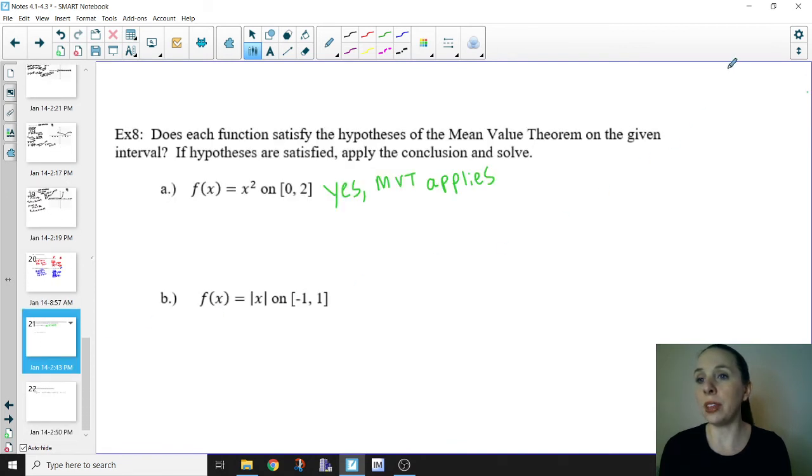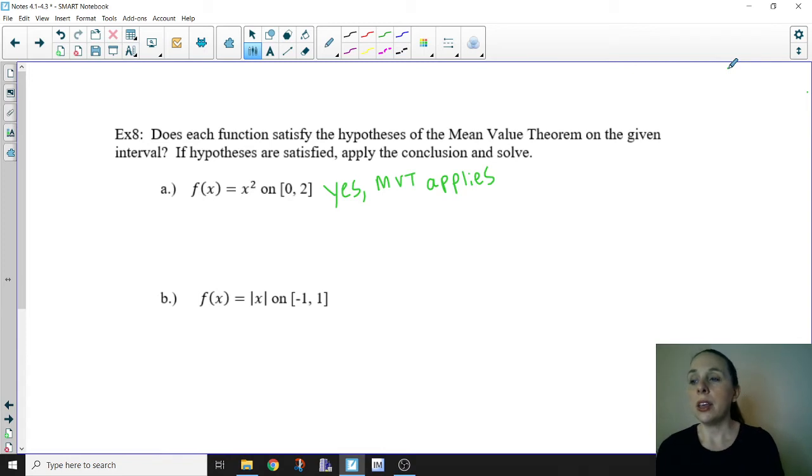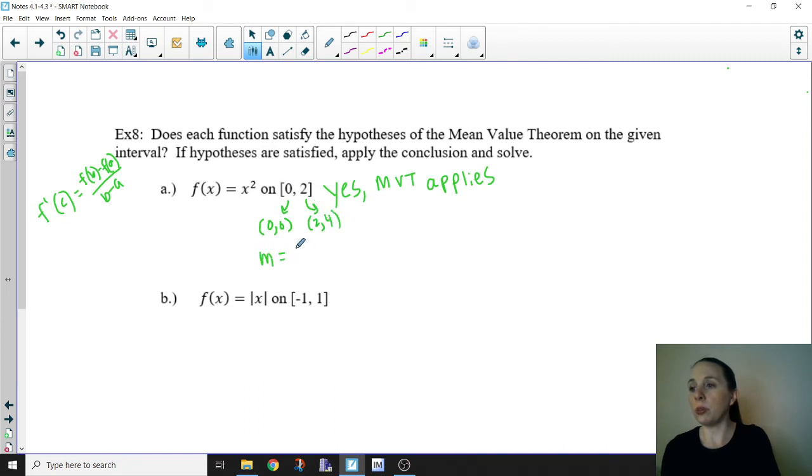How are we going to find that? Well, actually, you can set it up pretty easily. First of all, let me just write the formula over here. What we're trying to do is find a c such that f prime of c is equal to f of b minus f of a over b minus a. But this, again, is just saying the slope between these 2 points. So let's set these up as ordered pairs. When x is 0, 0 squared is 0. And when x is 2, 2 squared is 4. The slope between those 2 points is 4 minus 0 over 2 minus 0, which is 2.